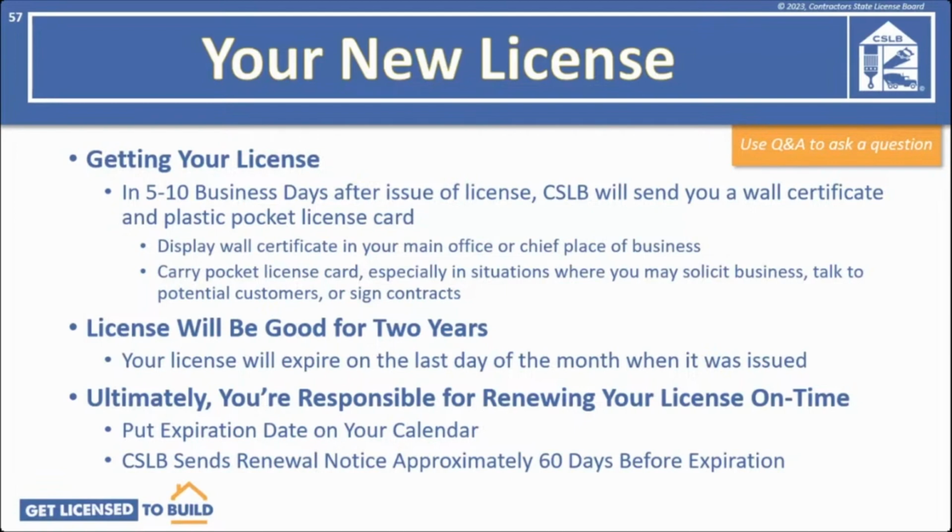If you're going to have salespeople working with you, be sure to get them registered as home improvement salespersons with CSLB. Check our website for more on how to do that. The license will be good for 2 years. It will expire on the last day of the month when it was issued. Be sure to put that expiration date on your calendar, in your phone, anywhere you need so you won't forget it. CSLB will send a renewal notice in the mail approximately 60 days before it expires, but ultimately it is your responsibility to renew your license on time.